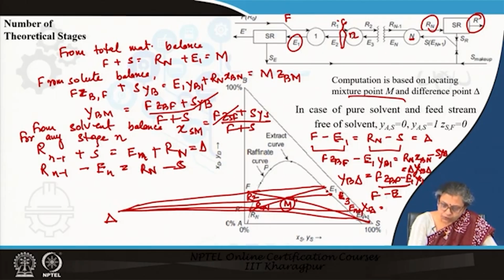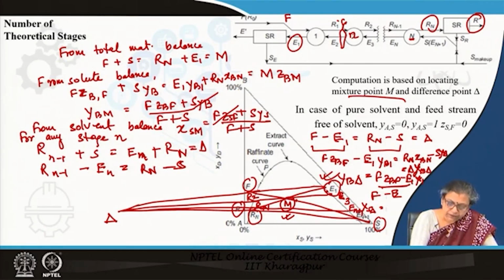So, once you have noted down Rn, you know F, you know S, you know R prime, and from there you know Rn by joining R prime and S. So, if the point M is known to you, then simply drawing a line from Rn to M to the extract curve gives you the E1 point. Moment you know the E1 point, what do you do? You extend E1F backward and you extend S Rn backward, you get the point delta.